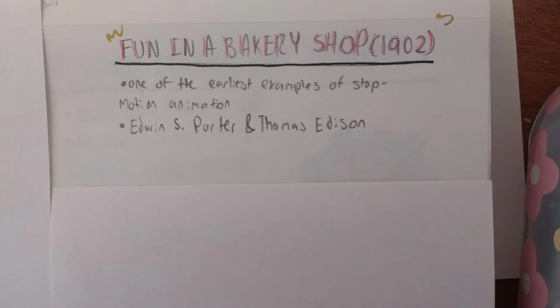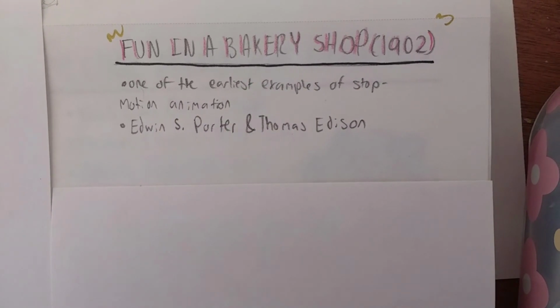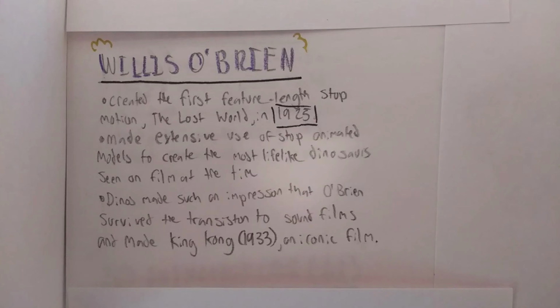Fun in a Bakery Shop, 1902, one of the earliest examples of stop-motion animation made by Edwin S. Porter and Thomas Edison. Willis O'Brien created the first feature-length stop-motion film, The Lost World, in 1925. It made extensive use of stop-animated models to create the most lifelike dinosaurs seen on film at the time.